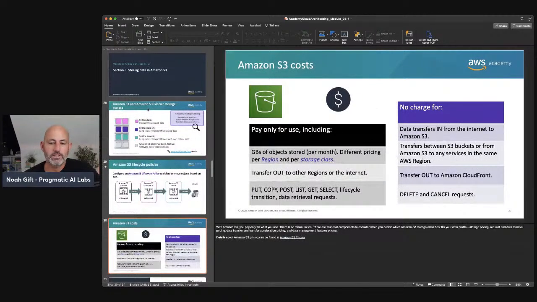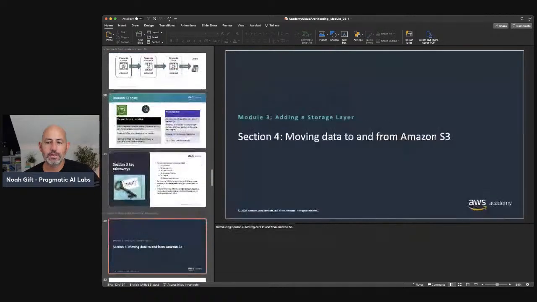So the cost is you only pay for what you use. Essentially the gigabytes of objects per month, also the transfer out to other regions. You don't get charged though for transfer in or transfer between S3 buckets. And also you don't get charged for transfer out to CloudFront or delete and cancel requests.